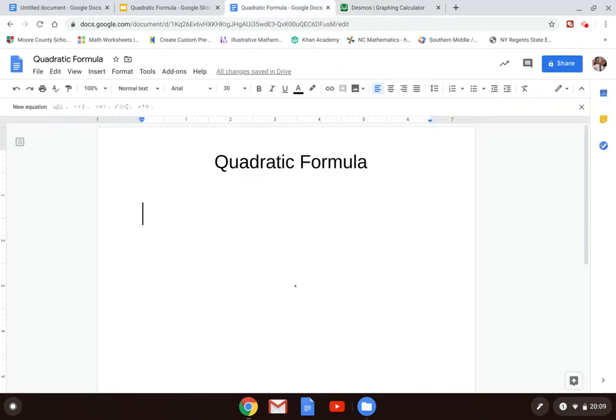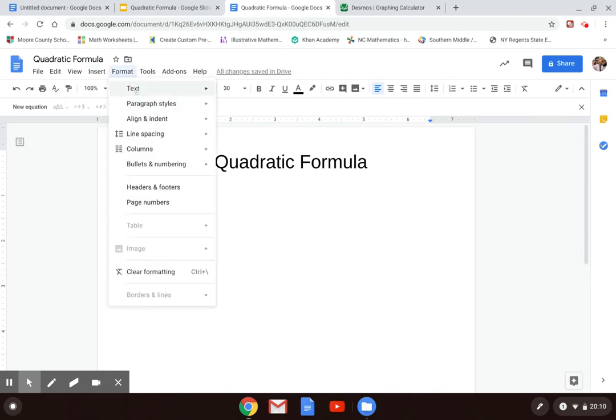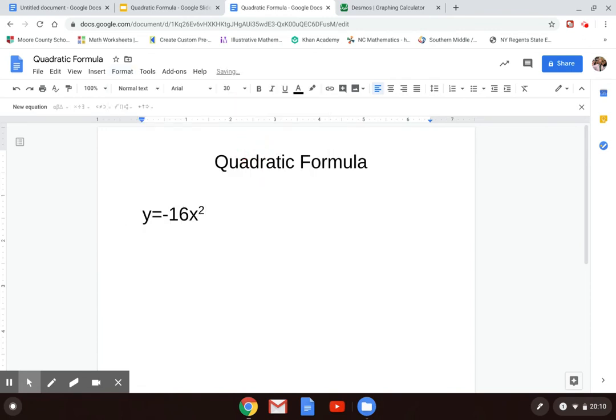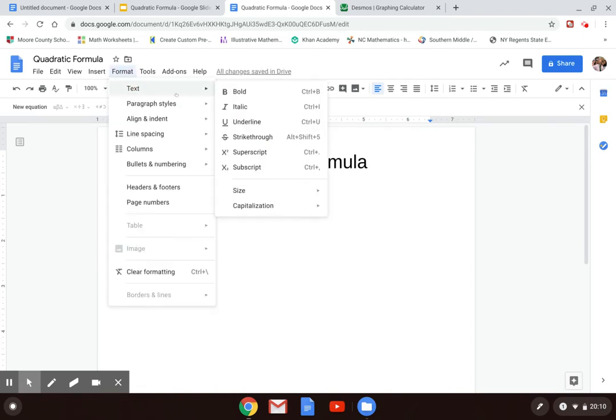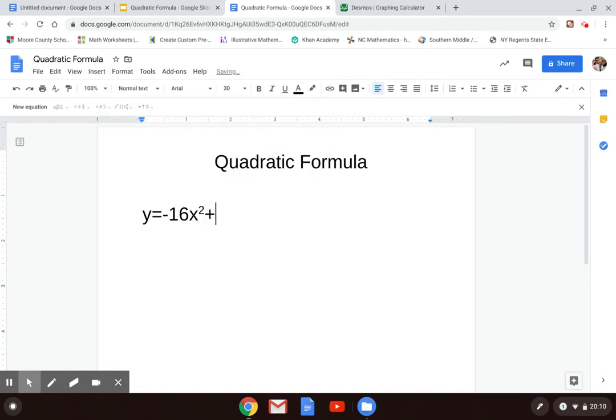Okay? So if we start with the equation that we've been using, y equals negative 16x squared plus 70x plus 3, what we're going to use is the quadratic formula to find out what the x values are, because this does not factor very easily.